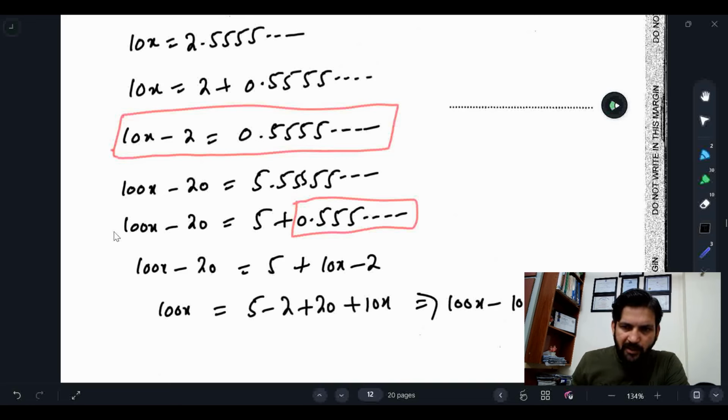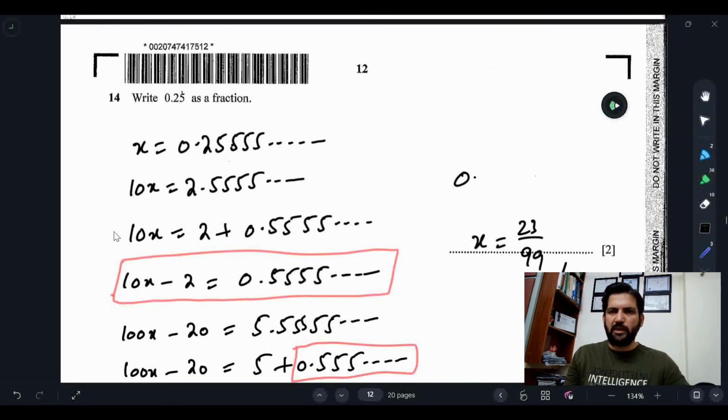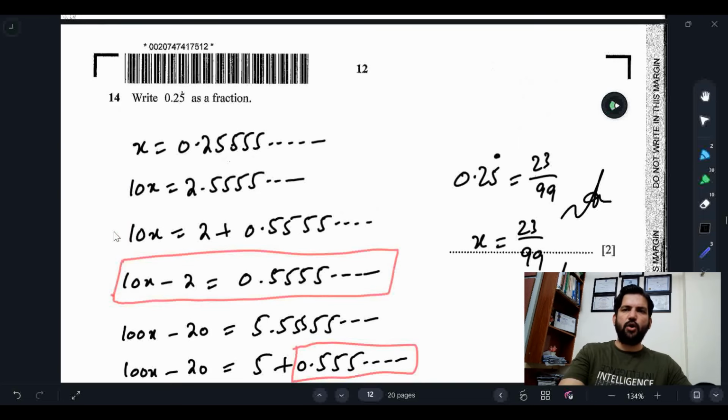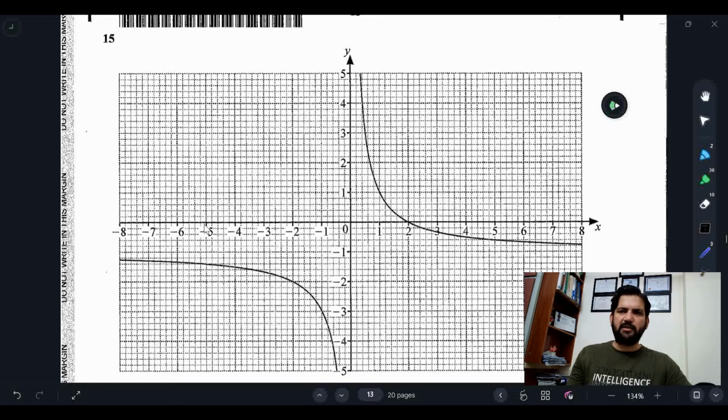Although it is a bit lengthy, believe me, you will get the correct answer. So this will be 99x, not 990, 99x is equal to 23, and then x will be equal to 23 by 99. This will be the final answer. Or we can say 0.25 repeating is equal to 23 by 99. This will be the final answer.